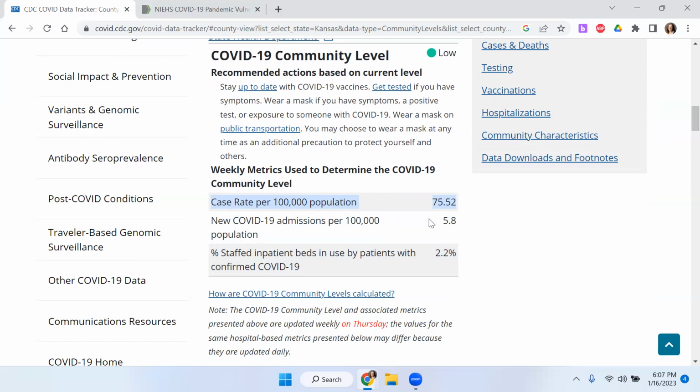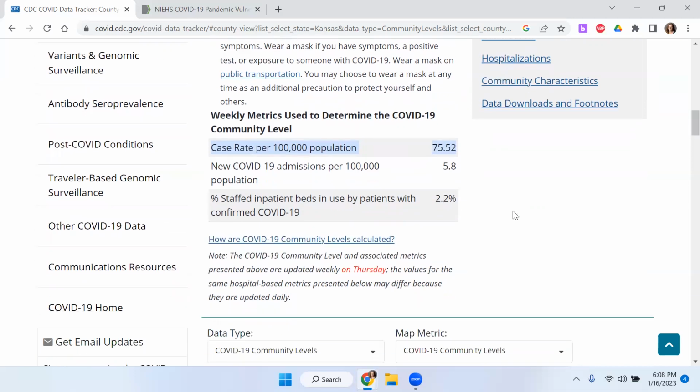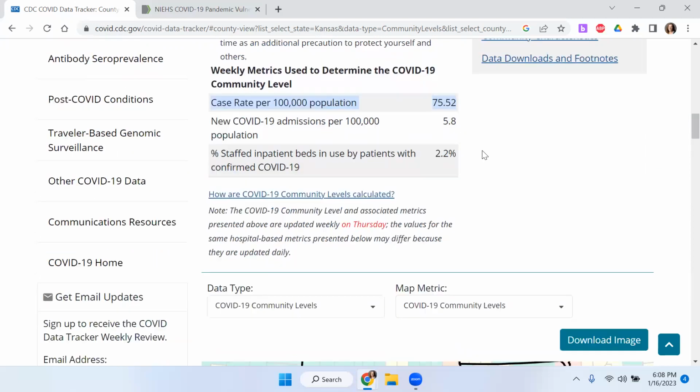The new hospital admissions per 100,000, and then the percent of inpatient beds used by patients with confirmed COVID-19. Those are the other numbers that create that community level number, but that is really, these two factors, unless you are managing a hospital, are probably not your main concern. Your concern is how much COVID is there in my community? How many people am I going to run into with COVID if I go to a public space? Is it a lot of people who have COVID out there right now or not? And again, in most of the US, it is a lot.